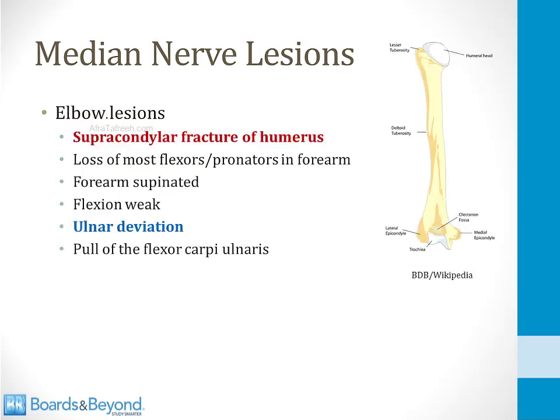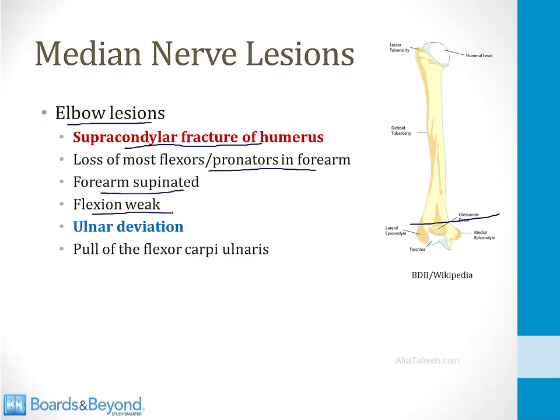You can also develop a median nerve lesion if there is an elbow problem. One of the reasons this commonly occurs is because of a supracondylar fracture of the humerus. That's a fracture in the lower part of the humerus right above the elbow. If the median nerve is damaged at this location, you will lose innervation to most of the flexors and pronators in the forearm. For this reason, patients with elbow lesions involving the median nerve have a supinated forearm and flexion is weak.